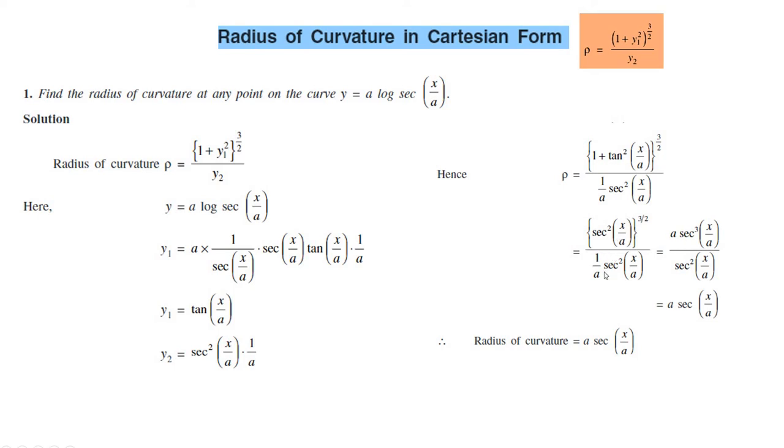So in the numerator, this one will go up, so a into secant cube x by a, then the denominator secant square x by a, so secant square can be cancelled, and you are left with this. So in this case the radius of curvature is given by a into secant of x by a.